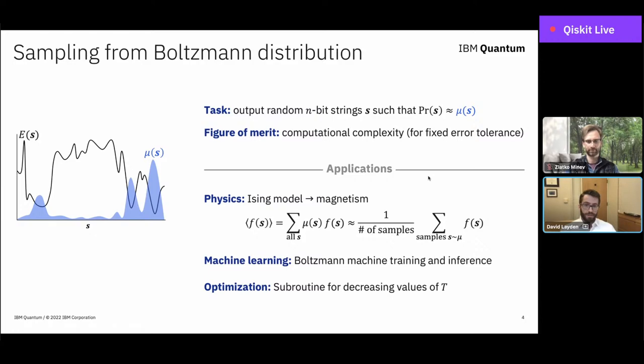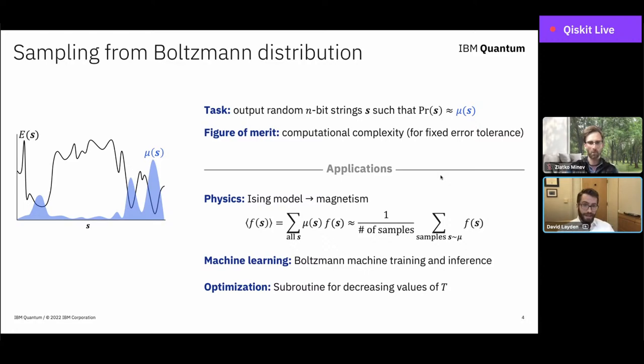Finally, the sampling problem arises as a subroutine in some algorithms for combinatorial optimization. So if you were interested in finding the ground state of this energy function, one strategy you can imagine is to try and sample from the Boltzmann distribution at a near zero temperature. Now, doing this directly typically doesn't work that well, but there are a number of heuristic algorithms like simulated annealing or parallel tempering that try and come at it indirectly by sampling from the Boltzmann distributions at gradually decreasing temperatures, and in this way, they hope to ultimately find the ground state.